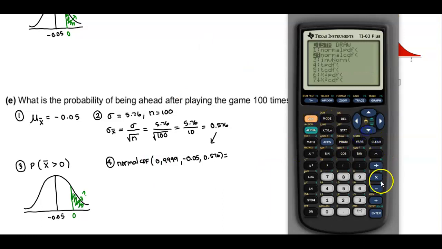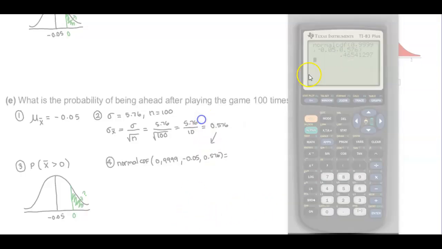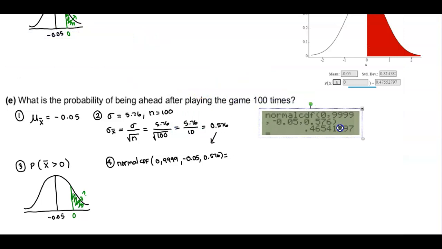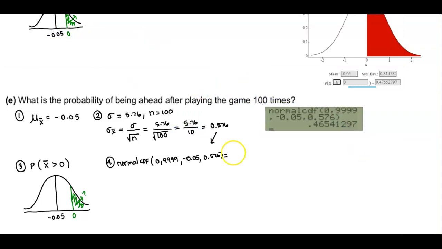So let's go ahead and plug that in there. Normal CDF, we know 0 is the lower bound, 9999 is the upper bound, negative 0.05 is the mean, and the standard deviation of the sample mean is 0.576. So let's take a look at that. If we round that to 4 decimal places, then we get 0.4654.